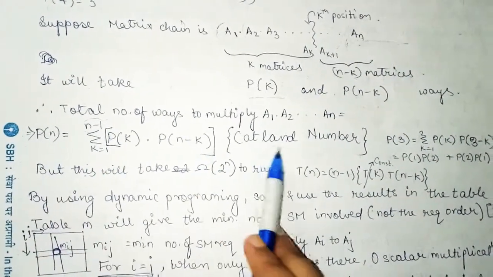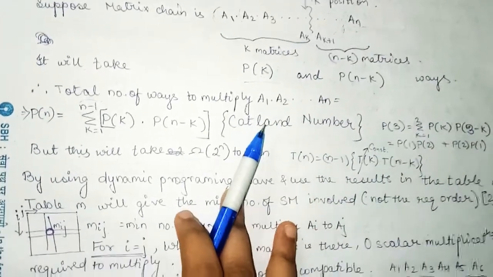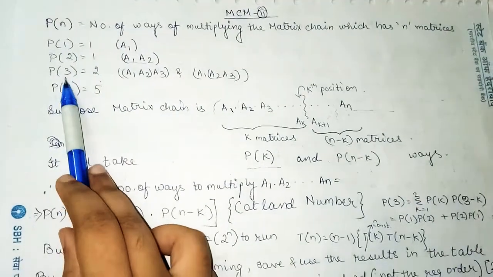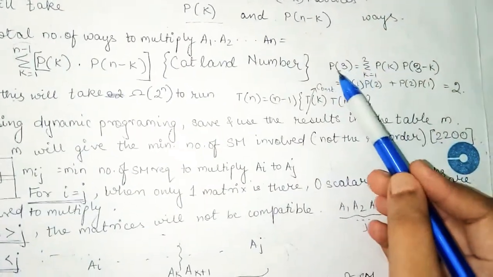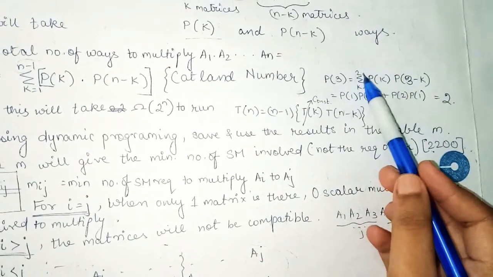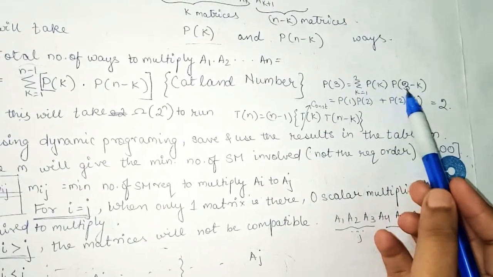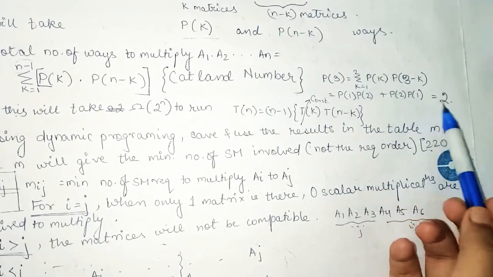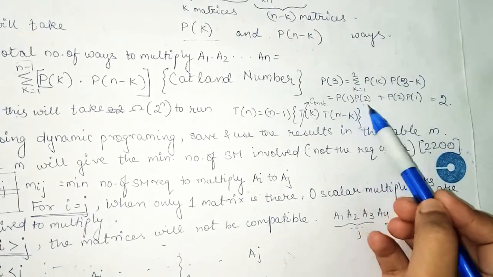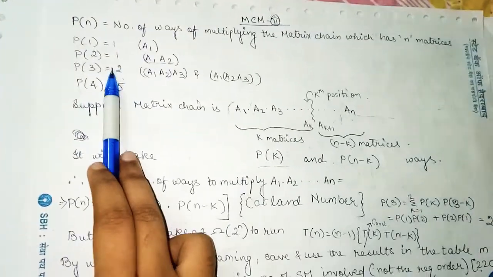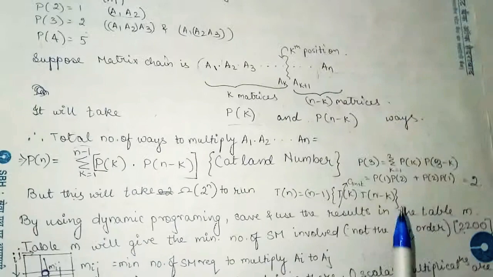This number is known as the Catalan number, and let us check its validity. Earlier we had got P(3) as 2. So P(3) means summation k equals 1 to n minus 1, that is 3 minus 1, 2, of P(k) times P(n minus k), where n is 3. So it is P(1) times P(2) plus P(2) times P(1), which is 1 plus 1, so it comes as 2. It is correct.